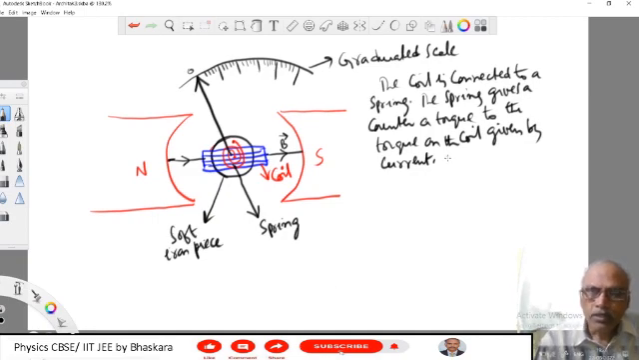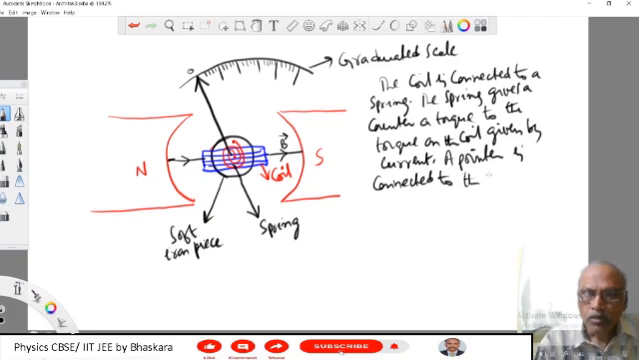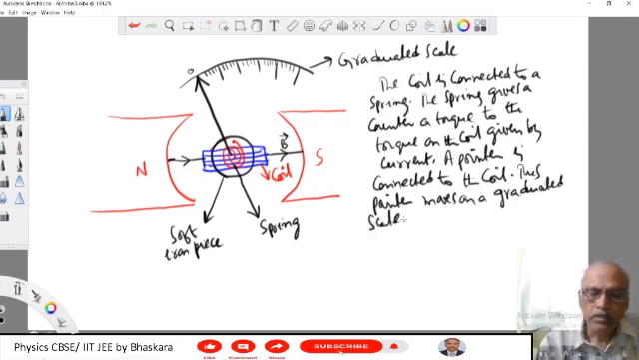And also a pointer is connected to the coil. This pointer moves on a graduated scale. When the coil is rotated, the pointer moves on a graduated scale. This is about the construction. Understood, I think? This is about the construction of the moving coil galvanometer.